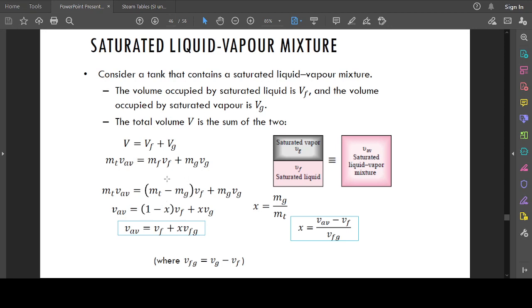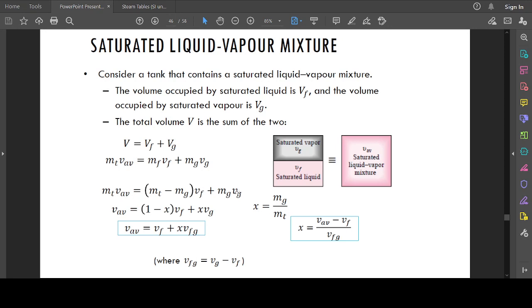Then what happens? First of all, open this bracket. Now, when you subtract Mt minus x Mt, what do we have? We make the lowest common factor. We have Mt times 1 minus x, all over Mt. Then Mt cancels Mt, and you are left with 1 minus x. Then on this side, we replace it with x Mt. Now, since we have 1 minus x in parentheses times Vf plus x Mt Vg, all equal to Mt times the average specific volume.